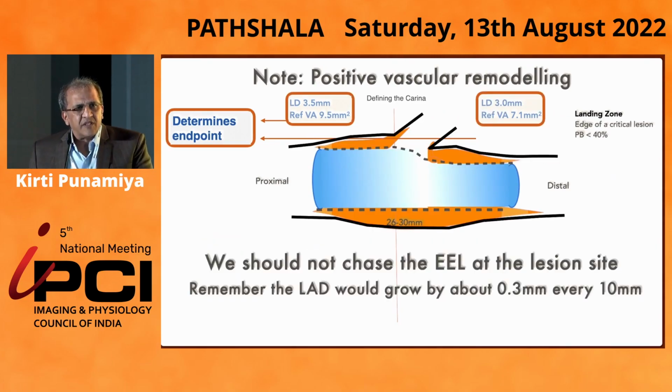The other thing to note is that arteries are never as geometrical as I showed, and there's positive vascular remodeling. So this slide just goes to show that you cannot choose the EEL, the lesion or the plaque, to size your stents. The sizing of the stents should be done based on the landing zone or the normal segment of the artery and then come back. And then a simple rule: maybe you don't have a landing zone, suppose it's a long artery which is 40 millimeters, you come back and you take 0.3 per 10 millimeters addition.